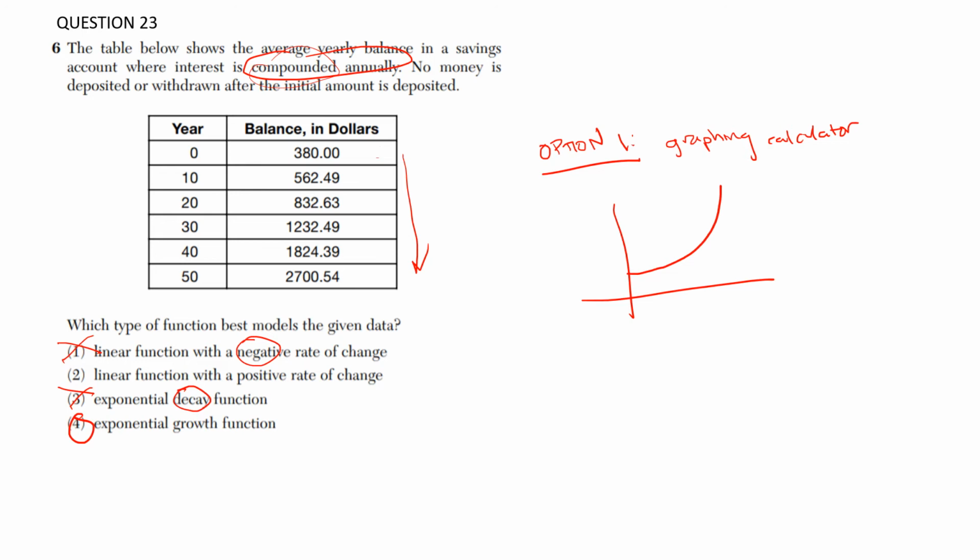The second way is more of a memory approach. After doing a bunch of these problems, you'll remember that when you're compounding interest, the formula looks something like this. The balance of your account will equal the amount you put in, P, times 1 plus the rate, to the t power, where t is the time that it's been in the account for. This part that's raised to the t power is an exponential function. And in this case, it will be growing. So answer choice 4.